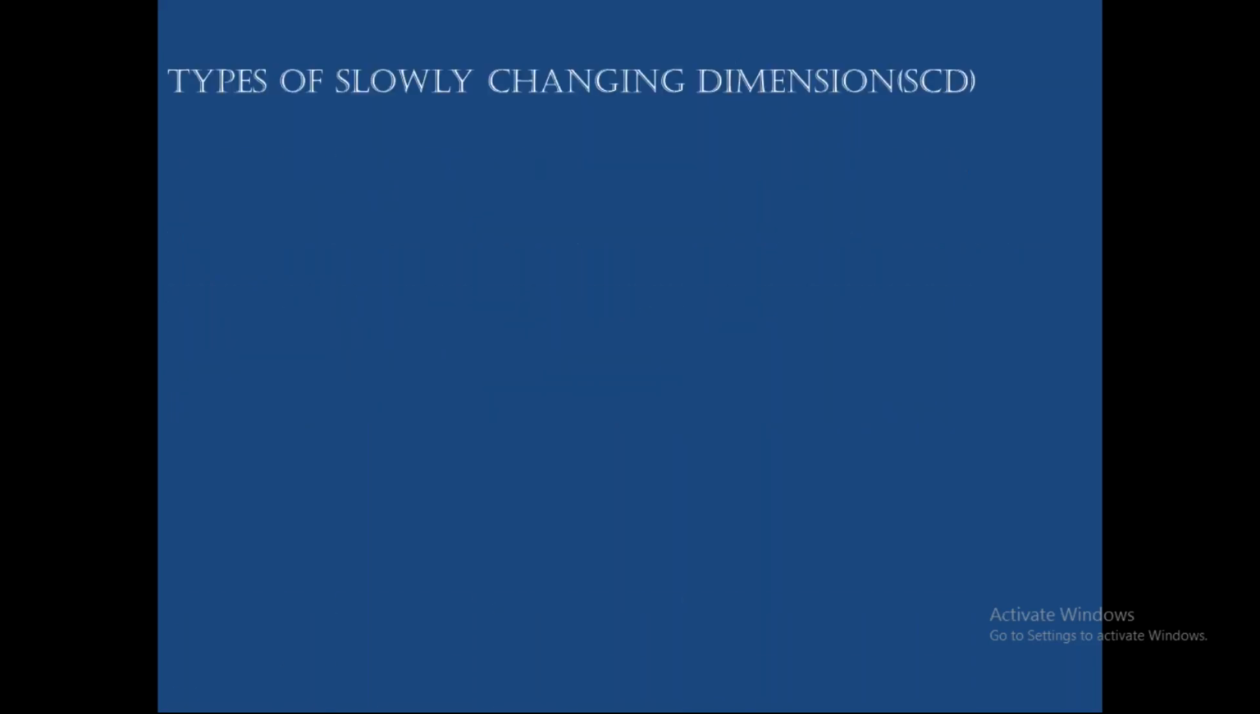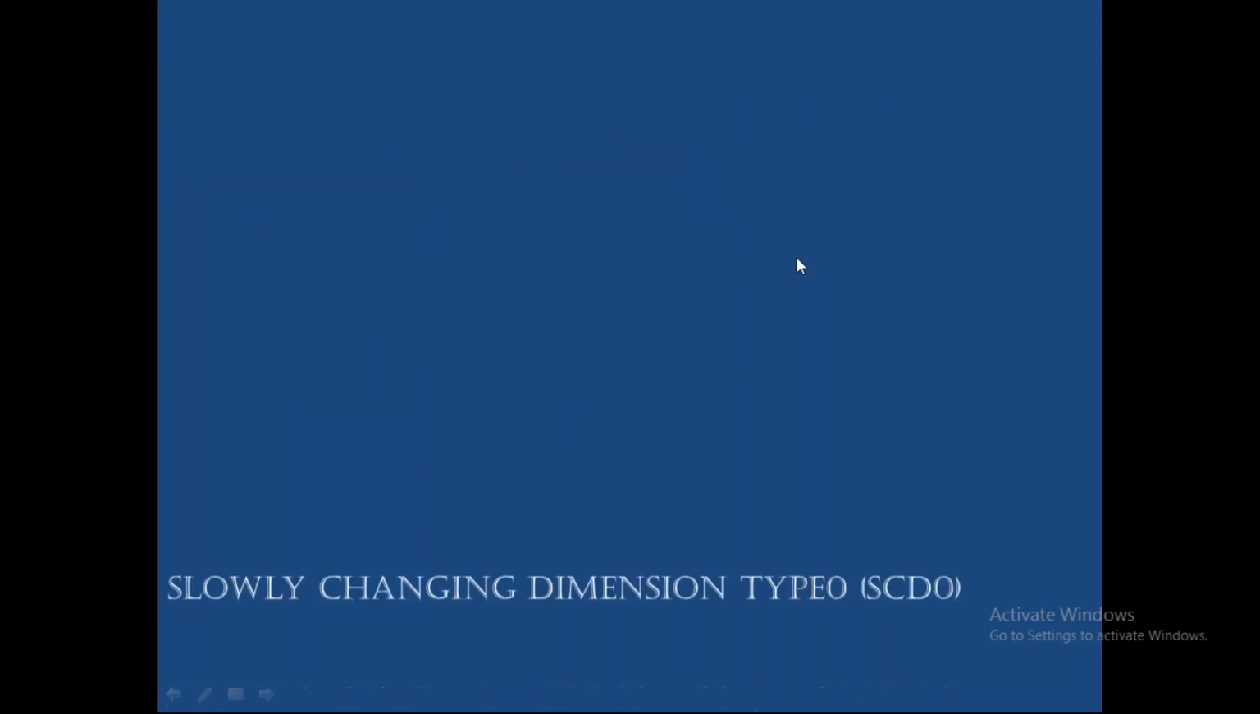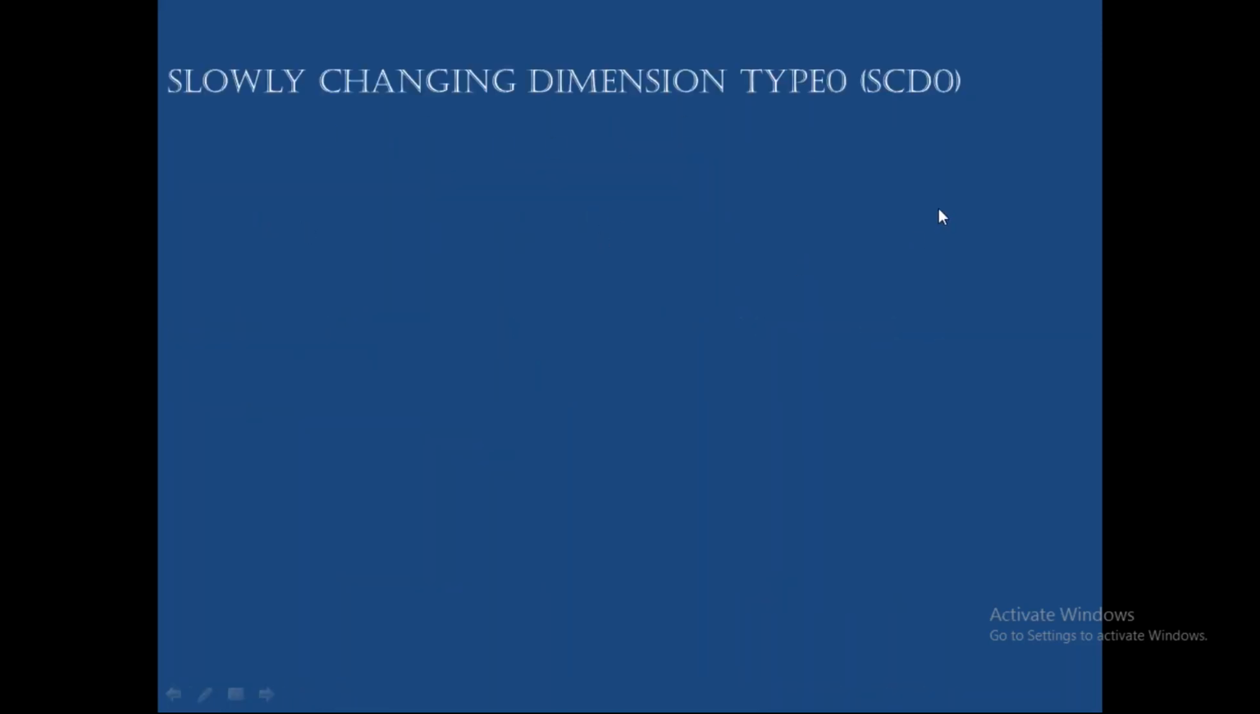Now let's talk about types of slowly changing dimension. The various types of SCDs are SCD 0, 1, 2, 3, 4, 5, 6. We have a total of these many types. Total how many types? 7, including SCD 0. Now we'll talk about what SCD 0 is first. Slowly changing dimension type 0, or SCD 0: no changes allowed, dimensions never change.